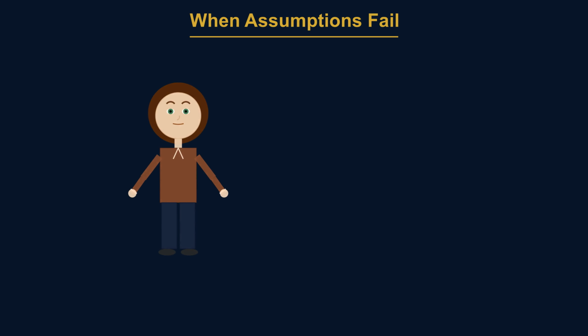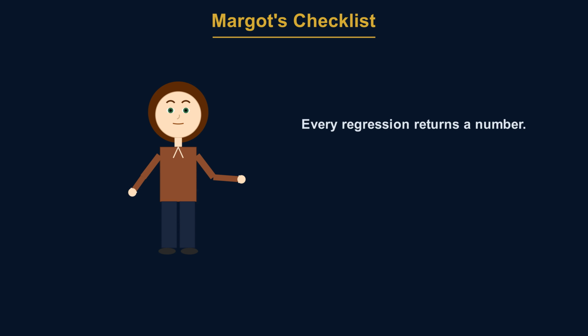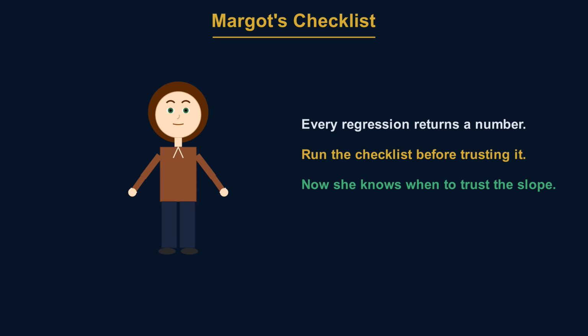Margot writes down the conditions as a checklist and tapes it above her desk. From here on, every regression in her investigation is going to hand her a slope and a standard error. Before she trusts any of them, she runs the list. The math always gives her a number. What she has now is a way to know whether she can trust the number or not.